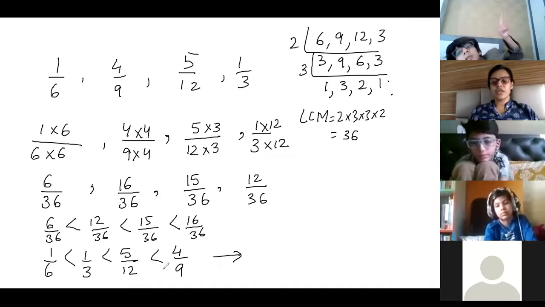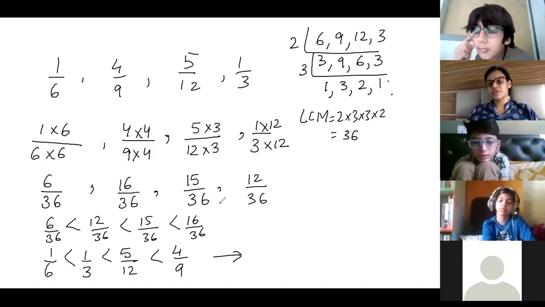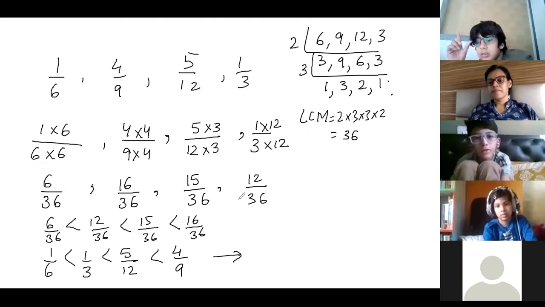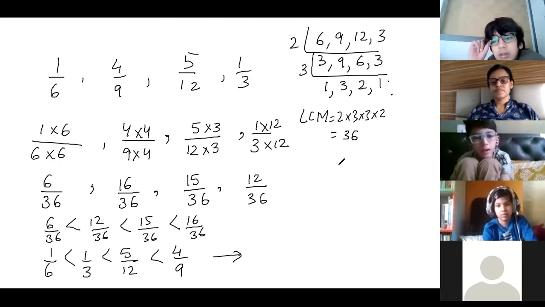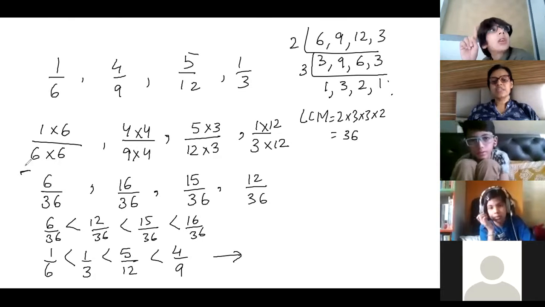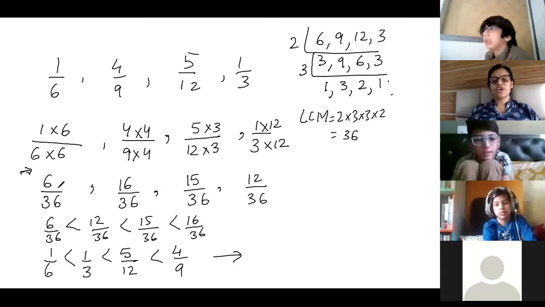This is your arranging in increasing order. If it is decreasing, then you have to arrange from bigger to smaller. Okay? Is it clear? Ma'am, I want to ask something. First, when we find the LCM and after that we change the fractions, still here it is the same as addition and subtraction. Right. And then you have to do ascending order.